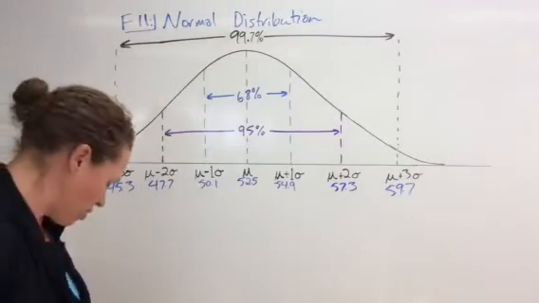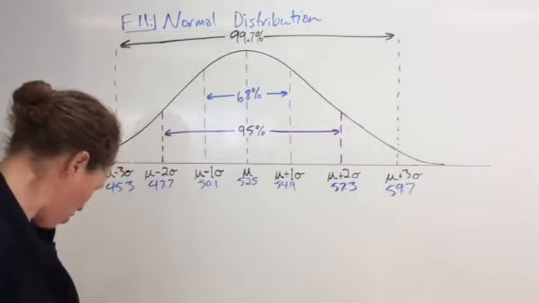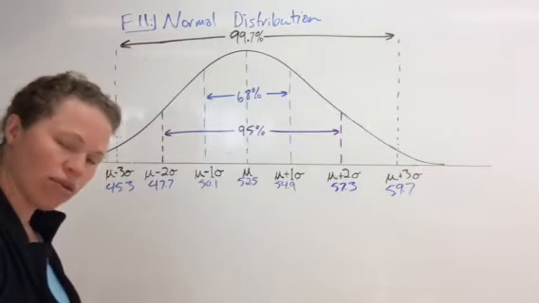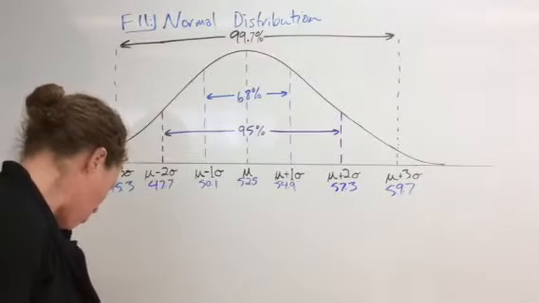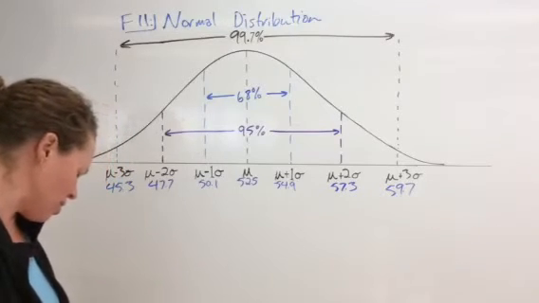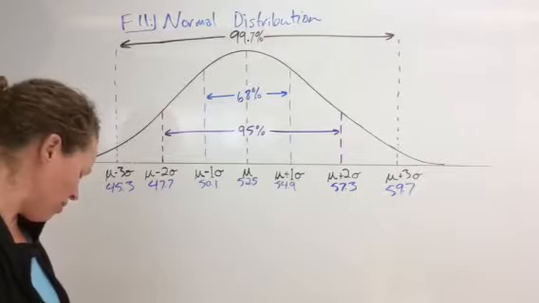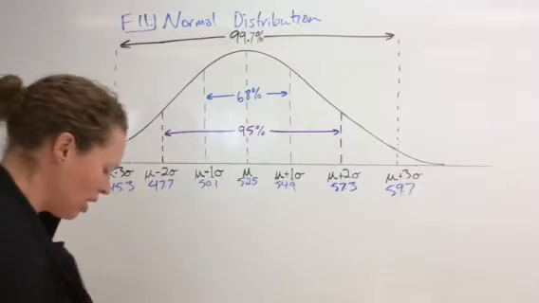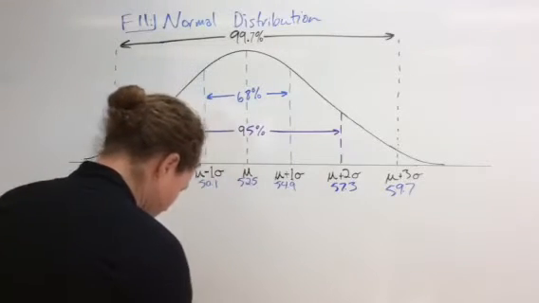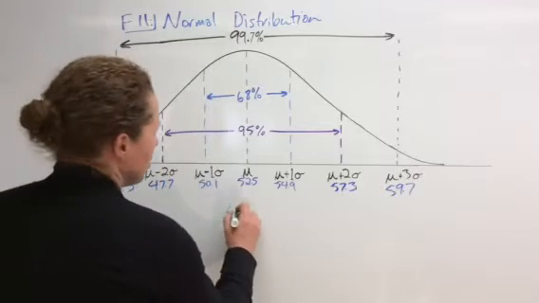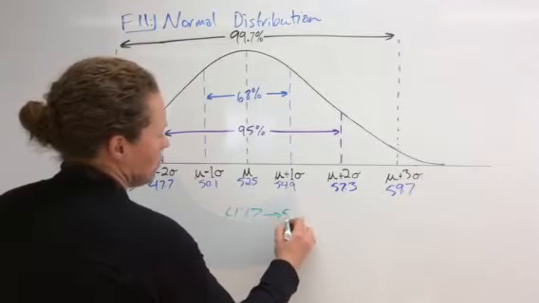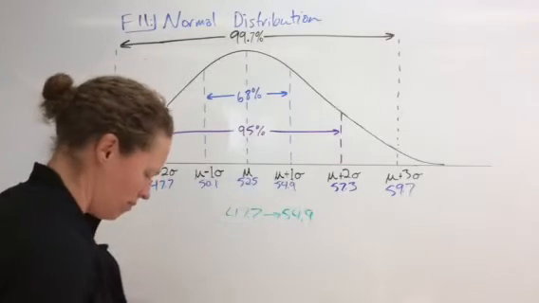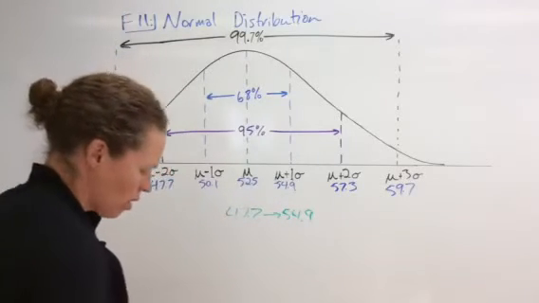Still on example, I guess this is example 2. Now on page 246, it had asked us, what percent of adult male dogs would you expect to have a weight between 47.7 and 54.9? So they want 47.7 to 54.9. Sorry, that's a bad marker.